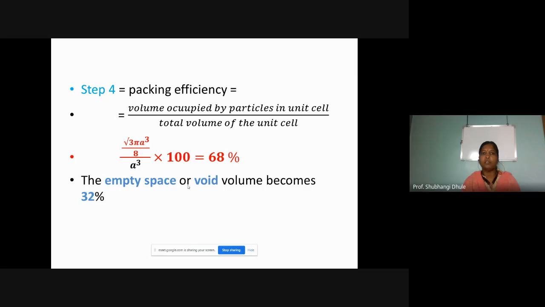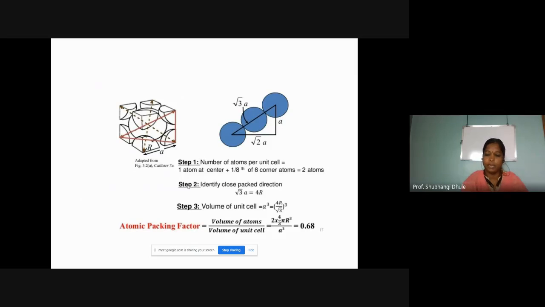We know that for solids, if they are more closely packed, the density is more. If they are loosely packed, the density is less. We have also learned the formula to calculate the density. Now this is the packing efficiency for the cell, and I'm going to show you again the same diagram here.